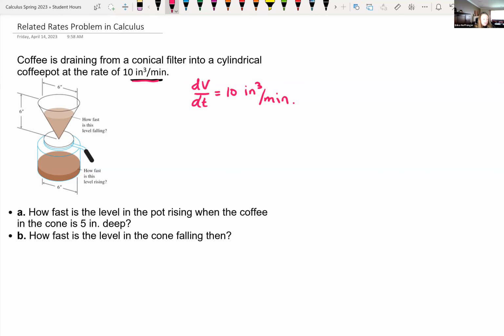Part A wants us to figure out how fast the level in the pot is rising when the coffee in the cone is 5 inches deep. So first of all, how fast is that level in the pot rising? Looking at that, it's a cylindrical coffee pot, so I need to look at the volume of my coffee pot. The volume of a cylinder is pi r squared h.